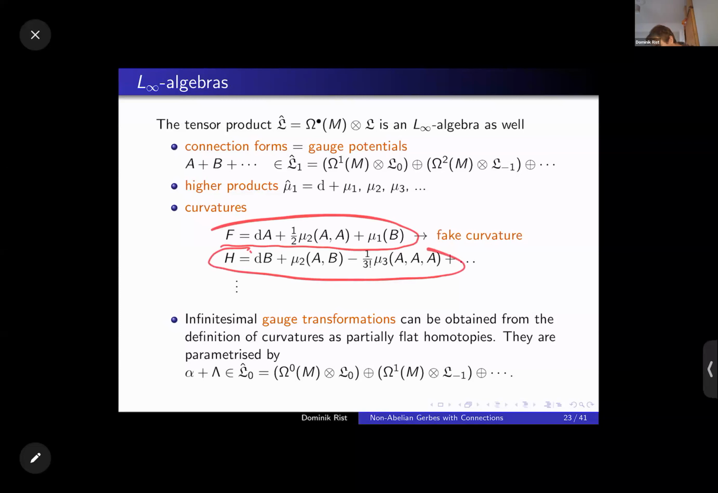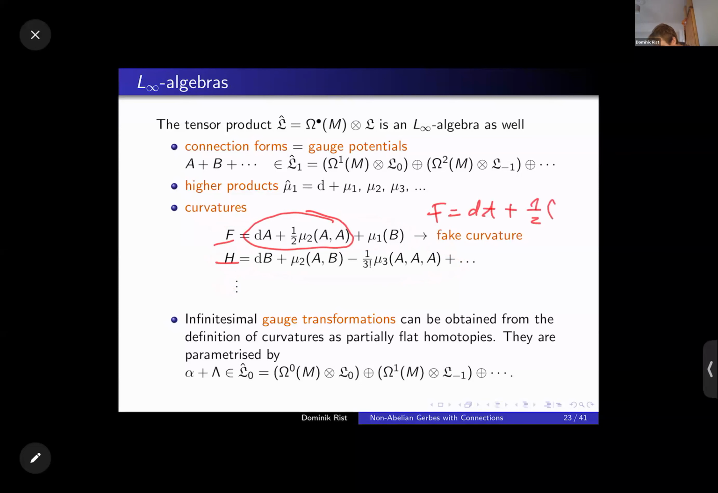So F and H, and potentially higher terms as well, but for us only F and H will be sufficient. As you can see, this seems like the ordinary curvature in ordinary gauge theory. Recall that in ordinary gauge theory, the formula is dA plus 1/2 the commutator of A with A. But I said that mu2 is basically the commutator, so this is the ordinary curvature. And in higher gauge theory, you have an extra term here, a contribution from the connection 2 form. This combination of terms I call fake curvature. Don't ask me why, it's just the way it was called in the literature.